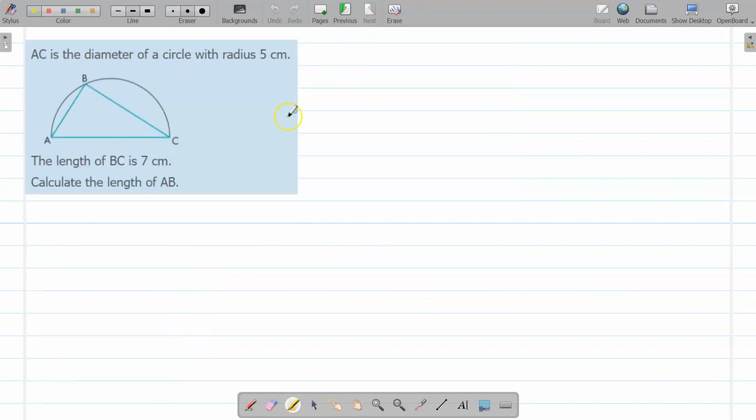A third question here. Now in this question we have a semicircle and a triangle. We're told certain information about it. We're told that the circle has a radius of 5, which means the line AC must be 10. And we're told also that the length of BC is 7. So that's there. But we've got to calculate the length AB, which I'm going to call X.